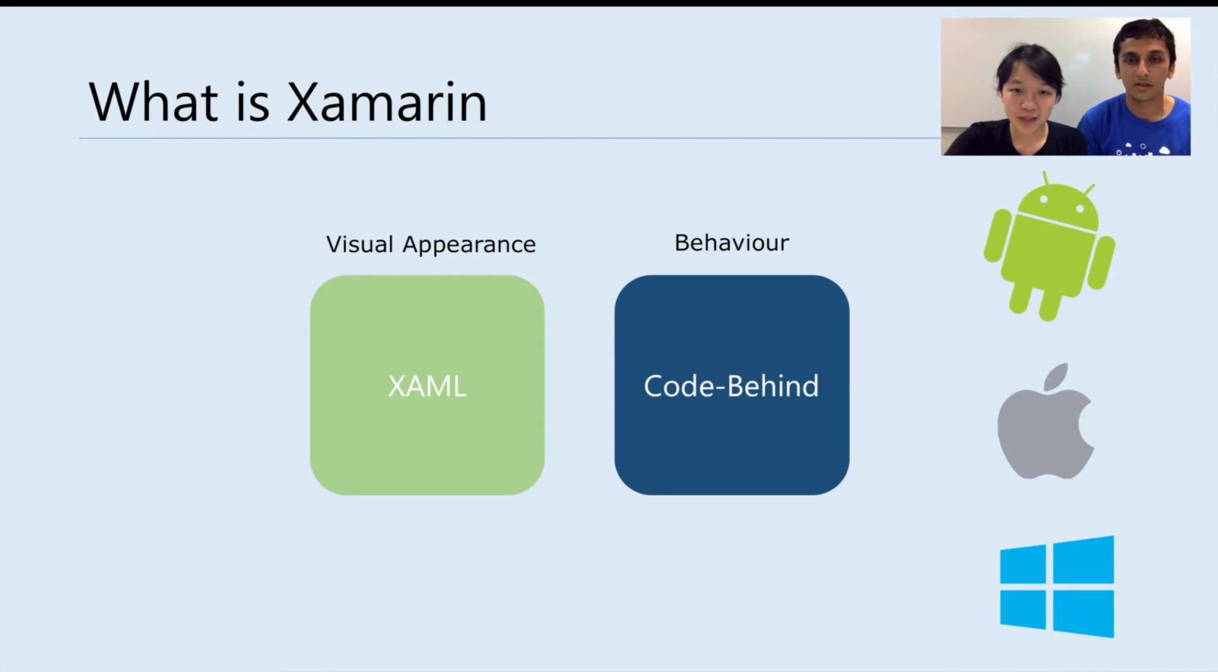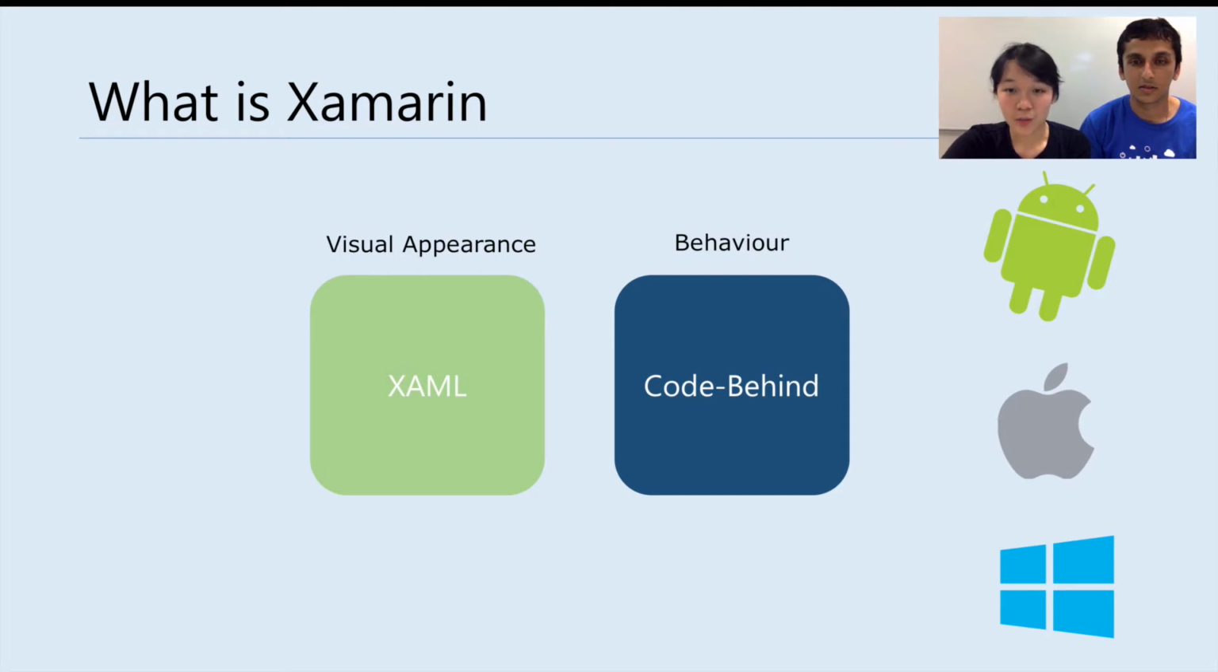So first of all, XAML is an XML-based language that gives you the ability to declare user interface elements, which is the visual appearance of your app. C# is a language that you use to develop your code behind. So the code behind is what determines how your user interface behaves. For example, what happens after you touch an icon.